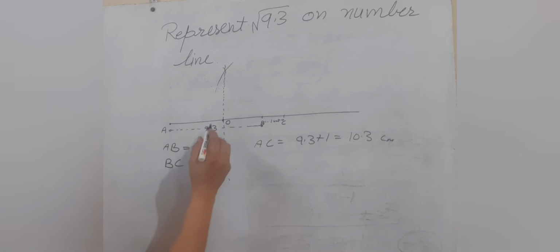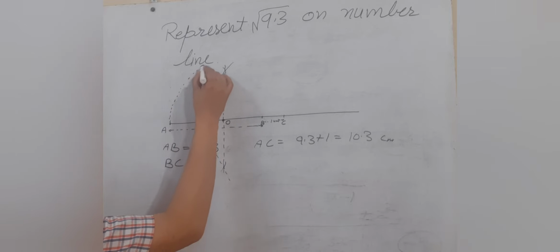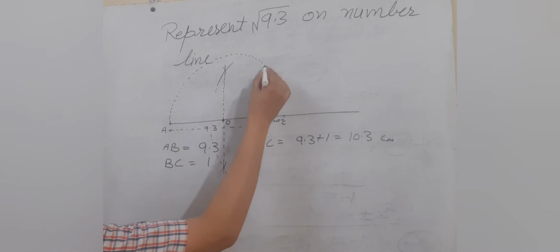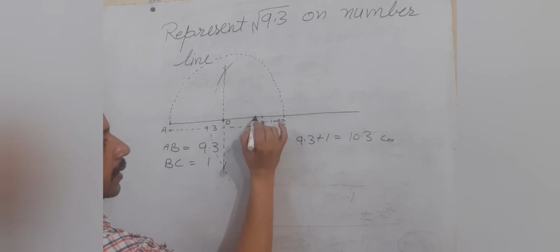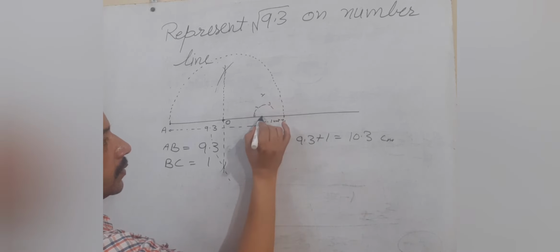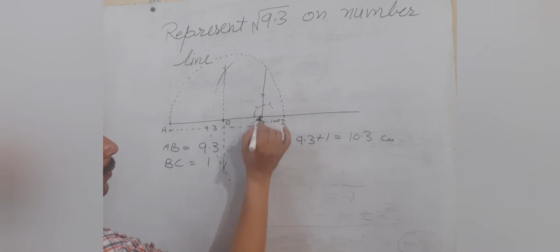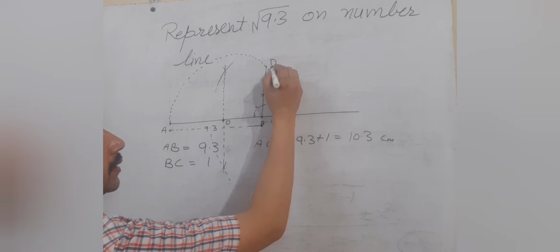Right. Now, keeping the center O and radius OA, draw a semicircle like this. Center O and radius is equal to OA, draw the semicircle. Right. Now, at point B, draw the perpendicular line. You can do it with the help of compass or with the help of protractor. Like this, you can draw. The perpendicular line intersects the semicircle at point D.